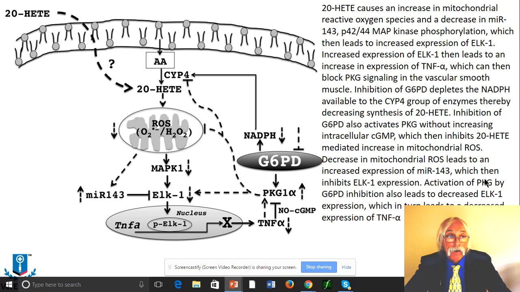Activation of protein kinase G by the glucose 6-phosphate dehydrogenase inhibition also leads to a decreased ELK1 expression. That's also going to be involved in dropping that. Okay? Which in turn leads to a decreased expression of TNF-alpha. So the whole thing gets turned around, right? Turned from laying on its back to laying on its belly. In other words, now you're not going to get this cascade of inflammatory response.